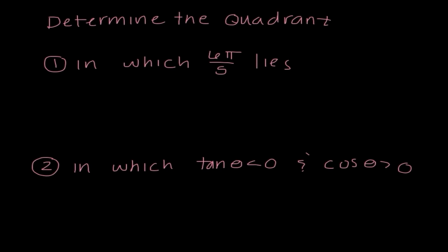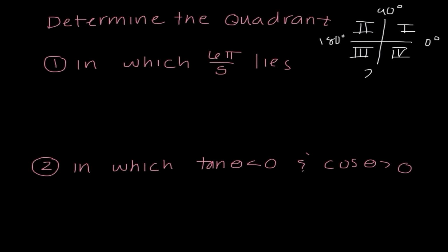Next major concept we're dealing with is determining the quadrant that something lies in. Okay, so just kind of a reminder, we know that it's quadrants 1, 2, 3, and 4, and this is 0 degrees, 90 degrees, 180 degrees, 270 degrees. We can also think of it in terms of radians. So we have 0, I have pi over 2, I have pi, I have 3 pi over 2, and this is also 2 pi. It is also 360 degrees.